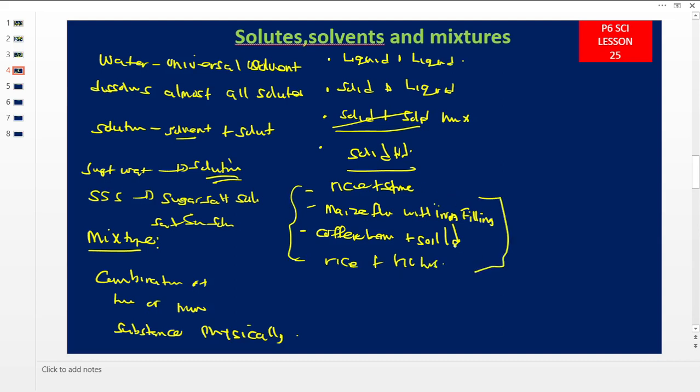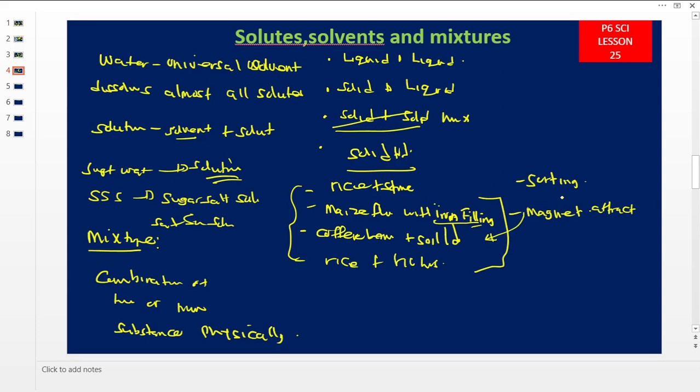Before leaving solid to solid mixtures, we need to know how we separate them. One, sorting, that is hand picking them. Then two, using magnetism, using magnets. For example, when separating maize flour from iron filings, we use a magnet because the iron filings can be attracted by a magnet. But we cannot use a magnet to remove stones from rice, simply because stones cannot be attracted by a magnet.